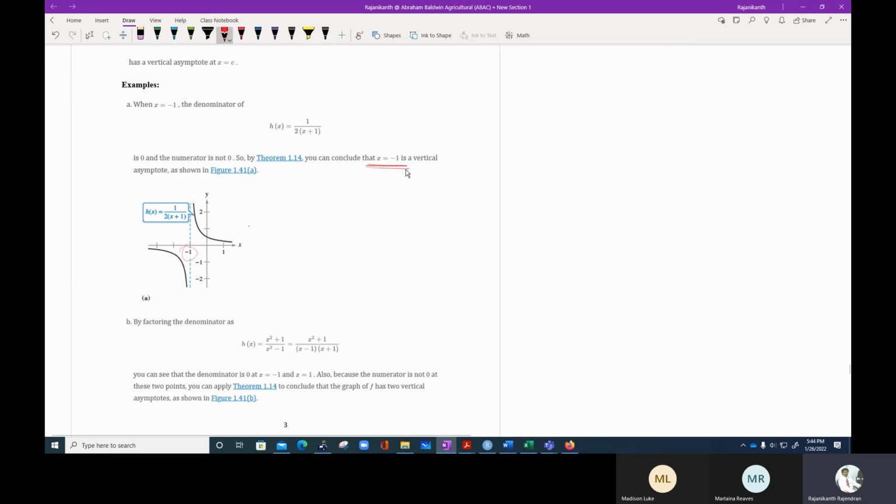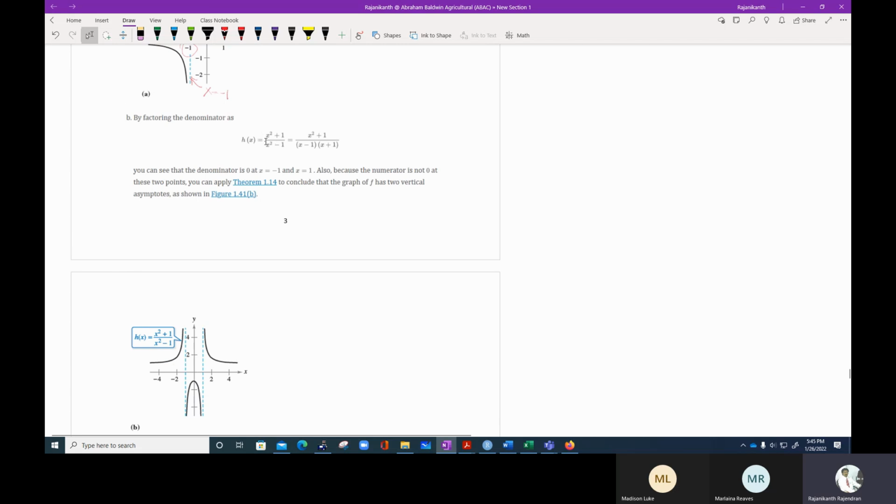Remember, a vertical asymptote is nothing but a vertical straight line. You see the dotted line? This is called the vertical asymptote, which is x equals -1. So the equation of this dotted line is x equals -1. If you are asked to find the vertical asymptote, simply find the vertical line equation at that point.